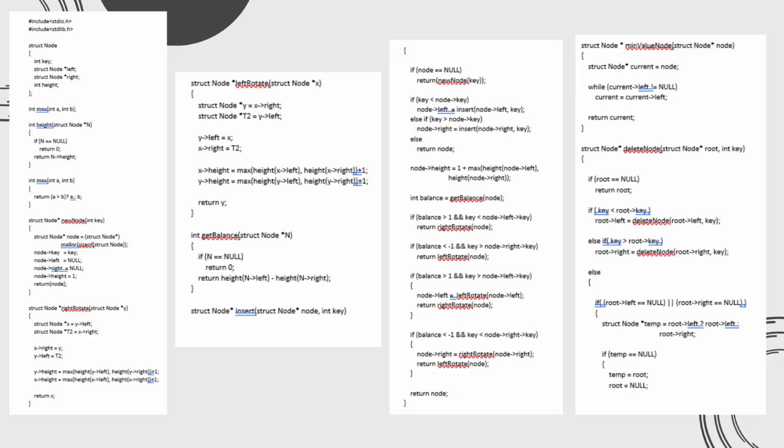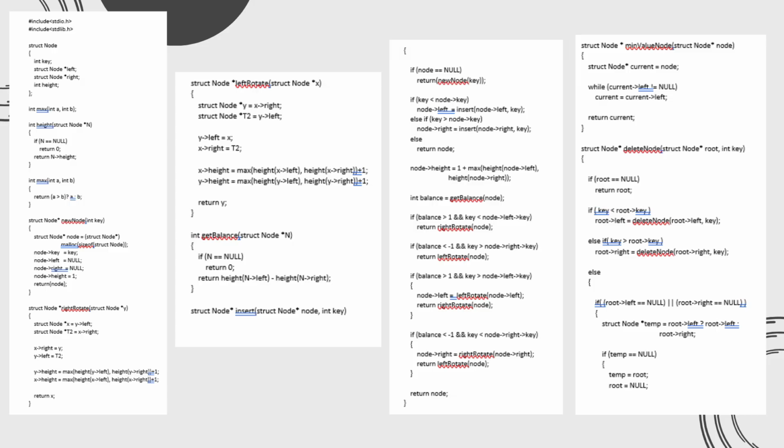Ang min value node function gigamit sa deletion process kung ang node nga i-delete kay adunay 2 children. This function mangita sa in-order successor, which is ang smallest value sa right sub-tree. Mao ni ang safest nga value ipuli sa node nga gi-delete aron ma-preserve ang BST property.